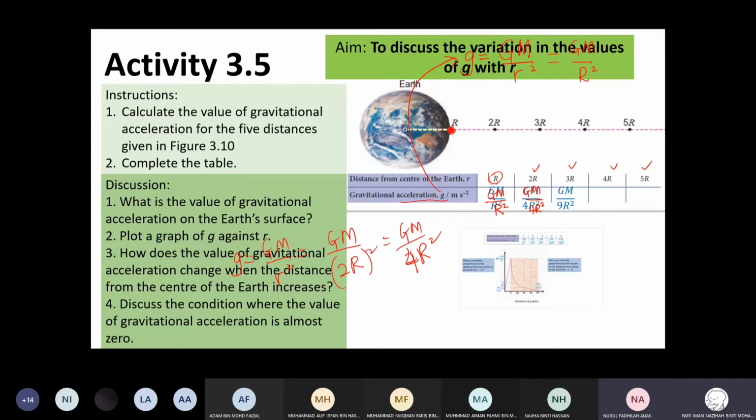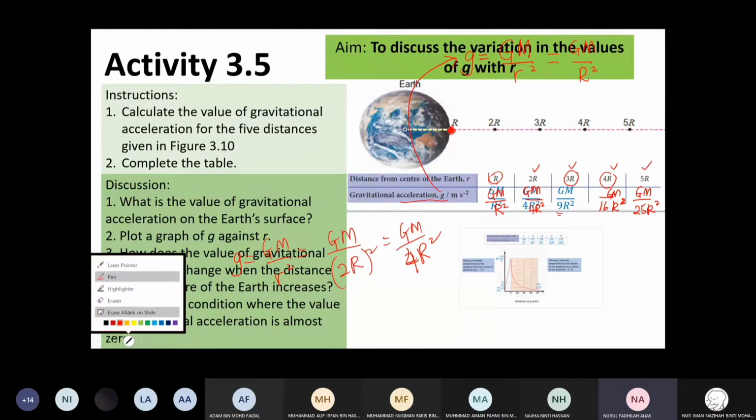So, when the distance is 3R, we get the answer GM over 9R squared. For 4R, 16R squared. What about 5R? 25R squared. Okay, you square both the number and R. Okay, so from here, apa yang kita nak tunjuk sebenarnya?